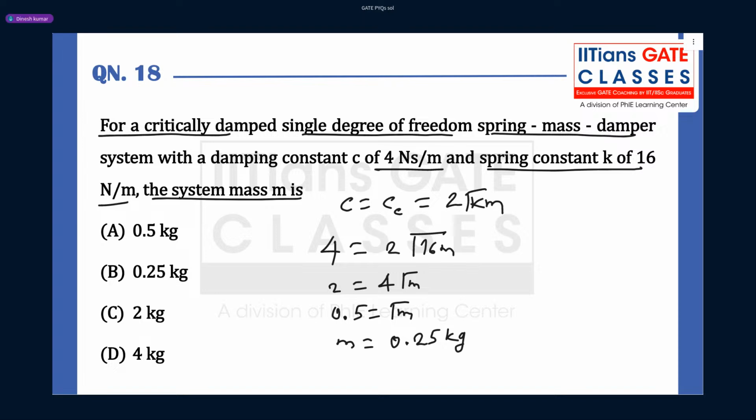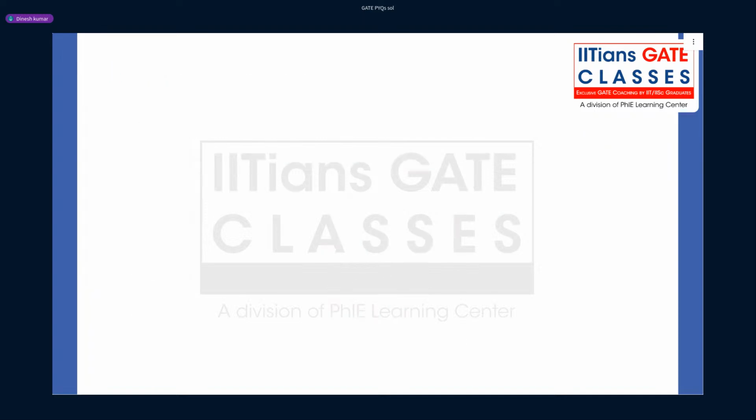So this system is critically damped. In a critically damped system, your damping coefficient C will be equal to Cc, the critical damping coefficient, and we know already that it is given in terms of stiffness and mass. So B is the answer. Let's move to the next question.